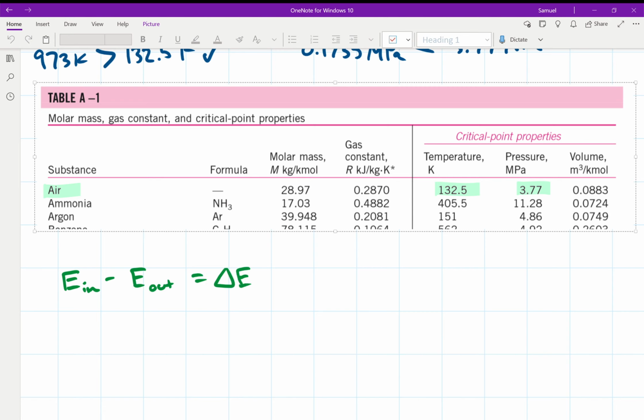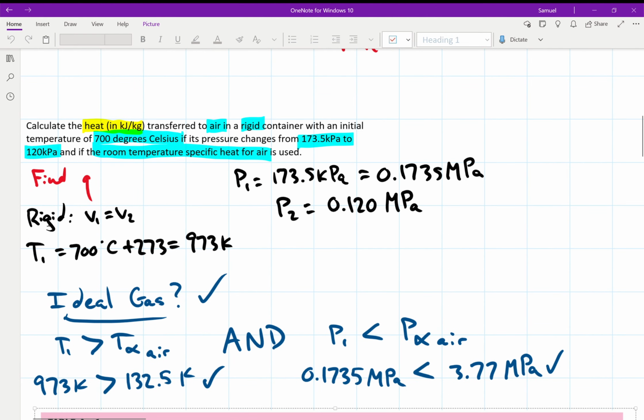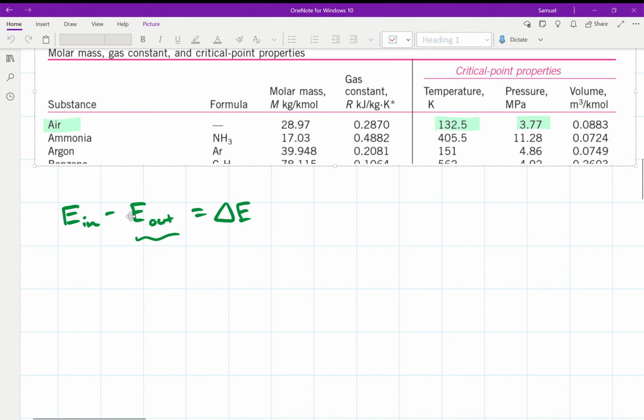I'm going to start with the energy coming out. We were told that this container is rigid, which means that our volume is not going to change, which means that there will be no boundary work here. So for the moment, I'm going to call our energy coming out 0. We don't really see any other work being done here, so all that we're going to call for the energy coming in is the heat.